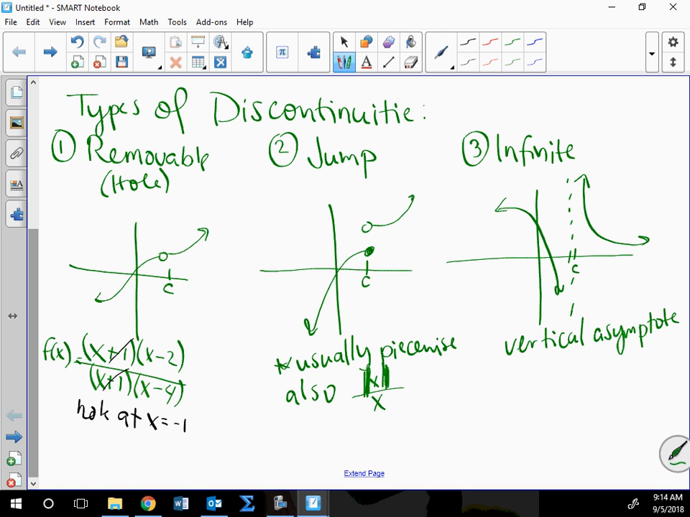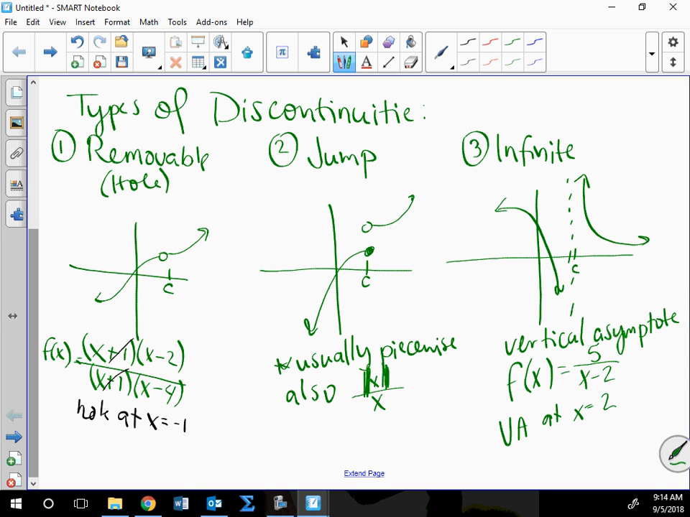Rational function, what specifically about the rational function? Factor on the bottom. Good. So it's where our denominator equals 0. Okay, so let's just go and say 5 over x minus 2. We have a vertical asymptote at x equal to 0. So that would be where our discontinuity is. Any questions with that so far?